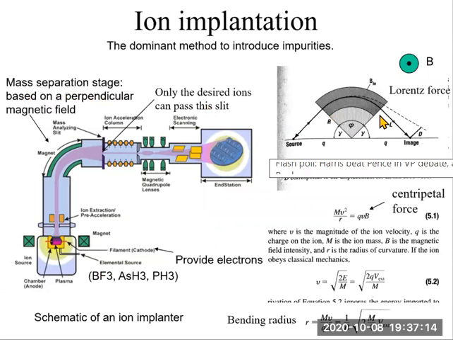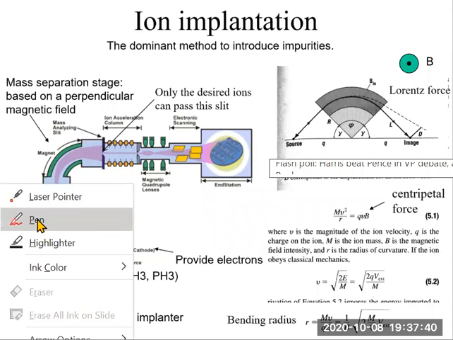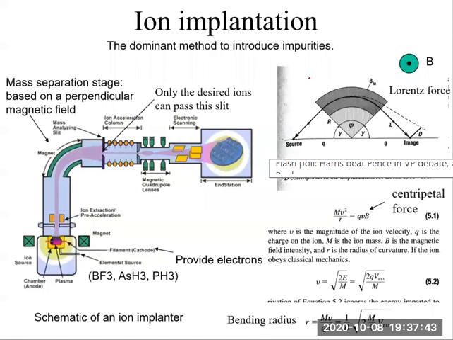This separation stage takes advantage of a perpendicular magnetic field. As shown in this figure, this magnetic field is perpendicular to the screen and points out of the screen. It is pointing toward you, not into the screen. Then the incident ions have a velocity in this direction.